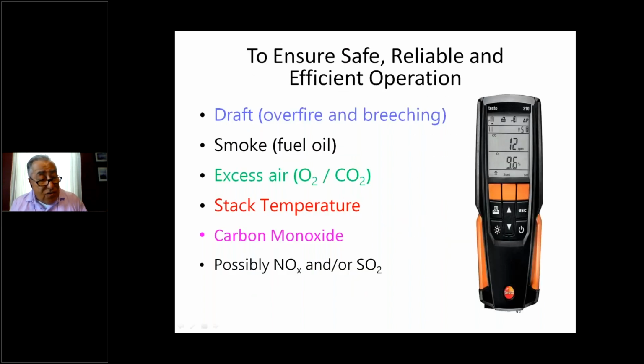Any questions so far, John? How are we doing on the questions? Anything coming in? I got a couple more. Got a couple here for you. What is the best way to adjust the stack temperature?